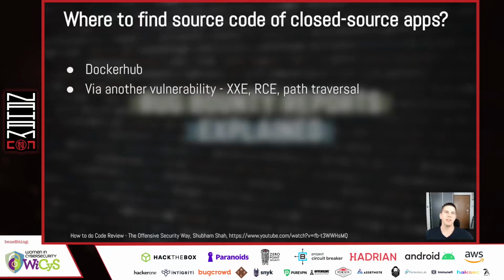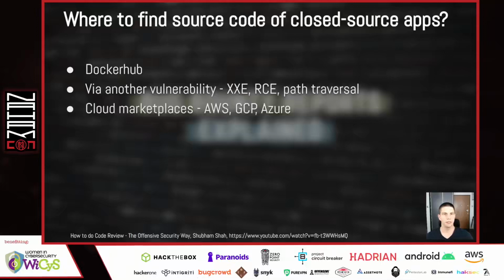The other one is just having another vulnerability that allows you to download the source code of the application. So XXE, path traversal. I was joking that when I get an RCE, my black box pen test becomes a white box pen test. But be cautious with this, because no matter if you are doing a pen test or a bug bounty, you probably should have permission to extract the source code. There are also other methods. Personally, I haven't tried all of them, but these come from an excellent presentation by Shubs called How to Do Code Review the Offensive Security Way, and it's linked at the bottom of the slide.